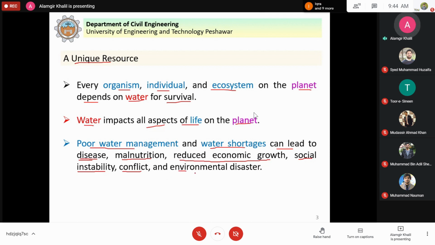And environmental disaster. So if we do not have enough water in our rivers, it can adversely affect our ecosystems.